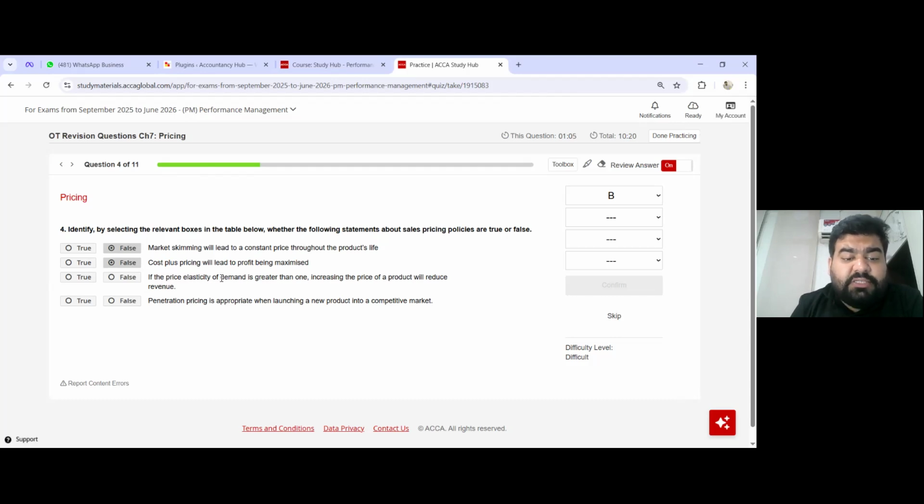If price elasticity of demand is greater than 1, increasing the price will reduce the revenue. Yes, true. Why? Because price elasticity is greater than 1 in which scenario?